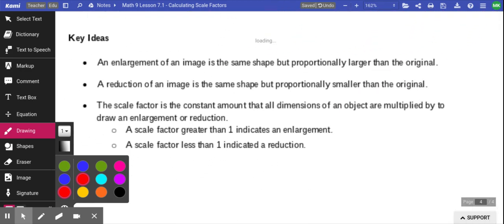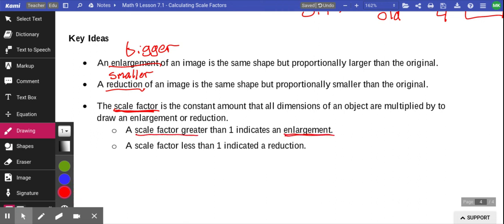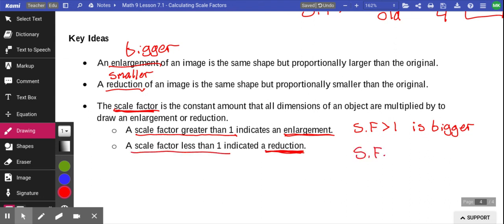Beautiful. What we learned today, we learned that enlargements mean bigger. So an image is getting bigger. We learned that reductions mean smaller. The image is getting smaller. We also learned that scale factors are how we describe things. If an image is getting bigger, the scale factor is greater than 1. So scale factor greater than 1 is bigger. We also learned that if you want to get smaller, a reduction, your scale factor is less than 1. So scale factor less than 1 is smaller.